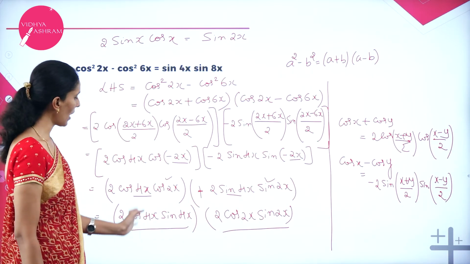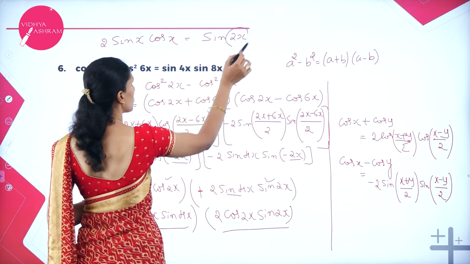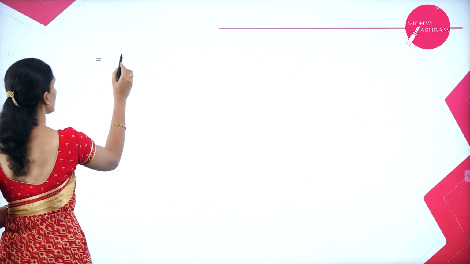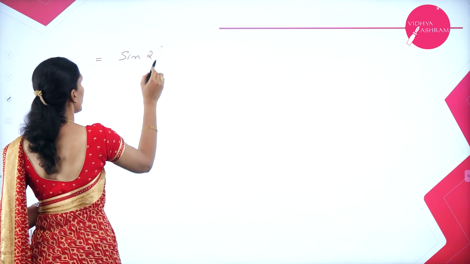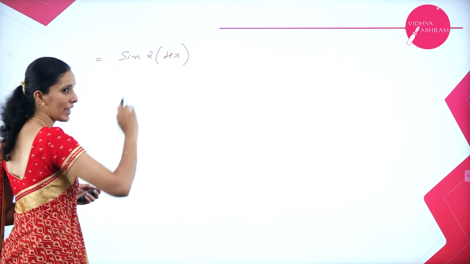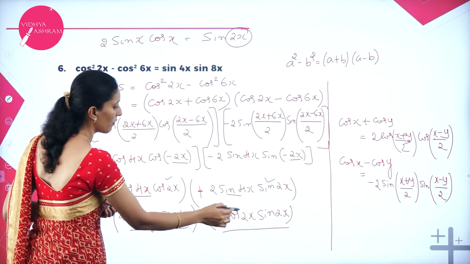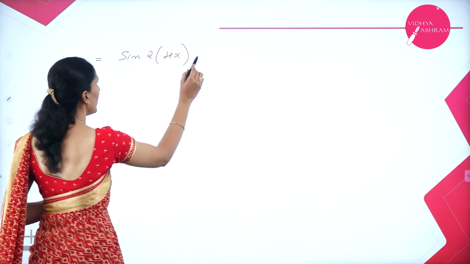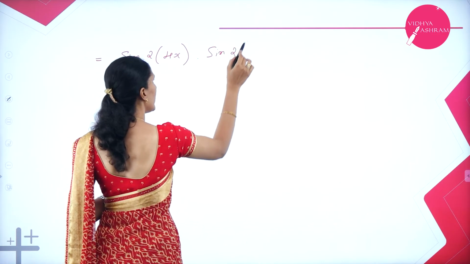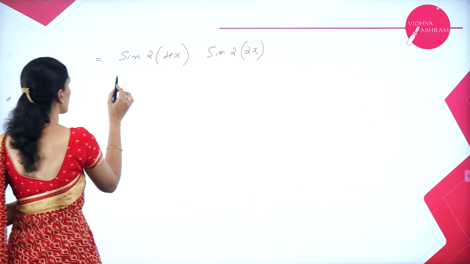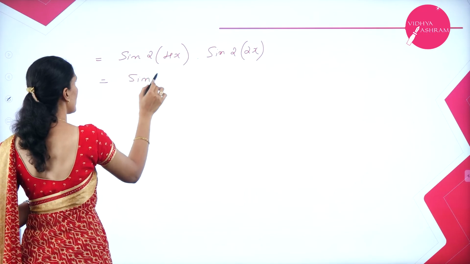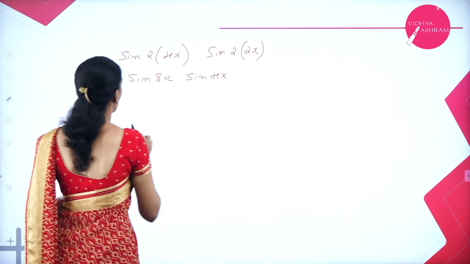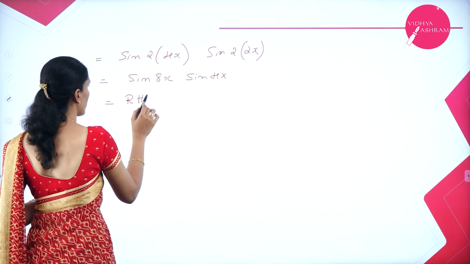So what happens if you convert this in the form of sin 2x? What is the value of x here? Here it is 4x. So this is now sin 2 into 4x. That is the sin 2x form. Again here also this is in the form of sin 2x, but the value of x here is 2x. So it is sin 2 into 2x. So when you multiply, it is sin 8x into sin 4x. So this is what we required.